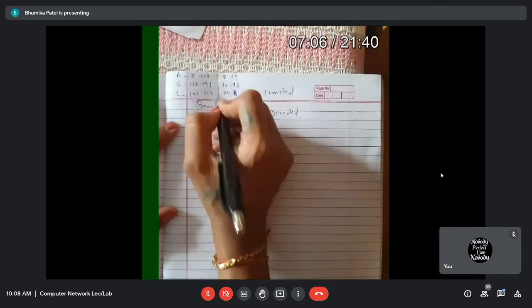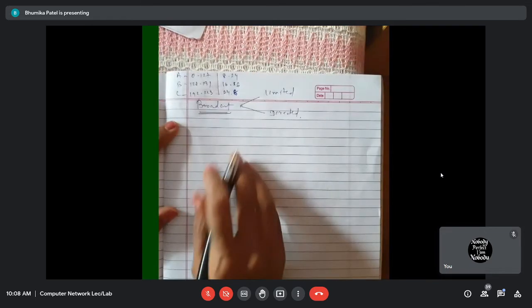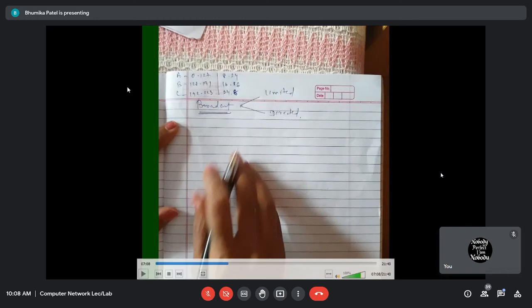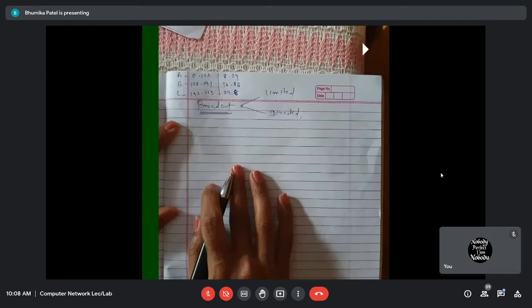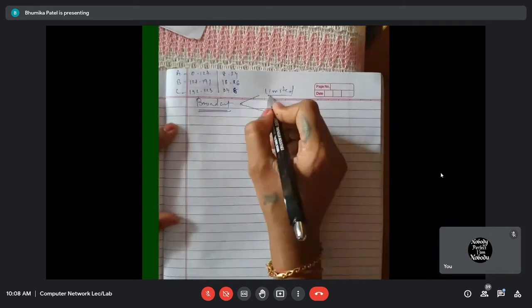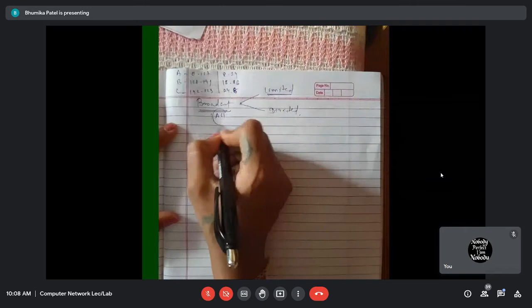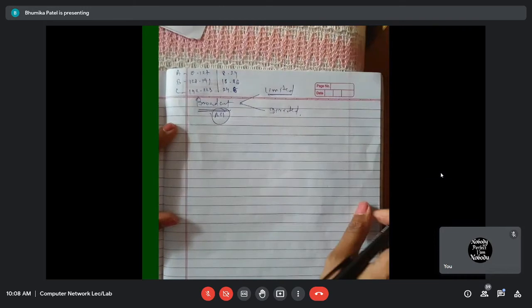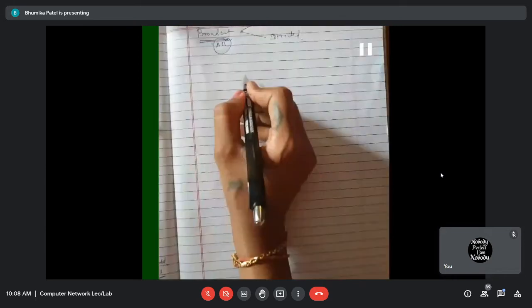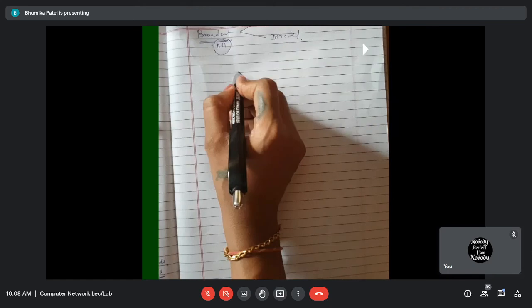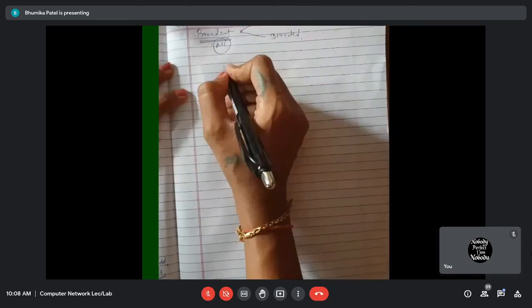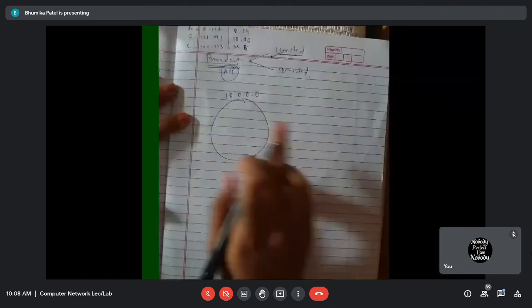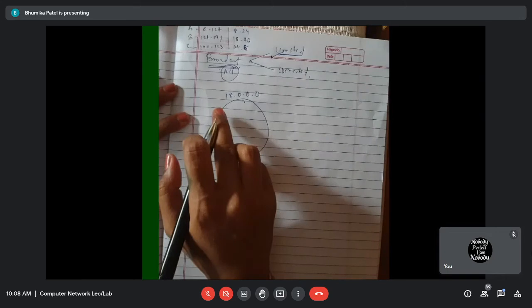Let me write again. This is the range of class A, and these are the bits: 8 bits for the network and 24 for the host, 16 for the network and 16 for the host, and 24 for the network and 8 bits for the host. Now let's see the limited broadcast. Broadcast means one to many, or here one to all: a single sender sends one message to all the devices in the network. So for example, I have this network address 18.0.0.0, which means it belongs to class A.